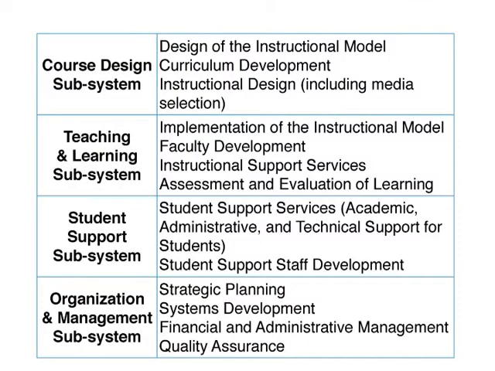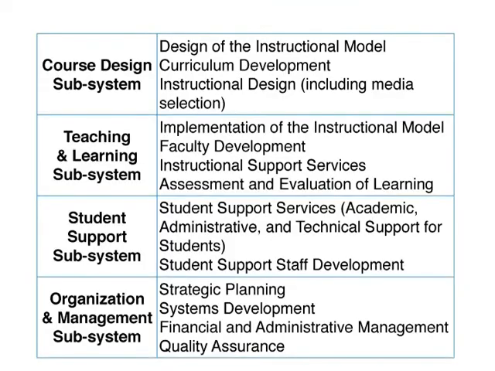And integrating all of these subsystems would be the organization and management system. And that part would be strategic planning. We should be able to identify the role of technology-enhanced teaching and learning in our own university. Because if we are not able to do that, we are not going to get the support of our community. And then systems development, financial and administrative management, and quality assurance. So management has a big role in ensuring the success of all the different subsystems.